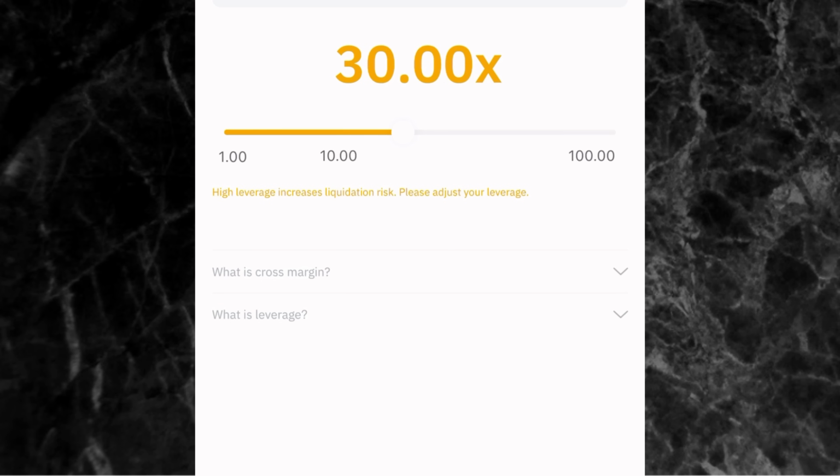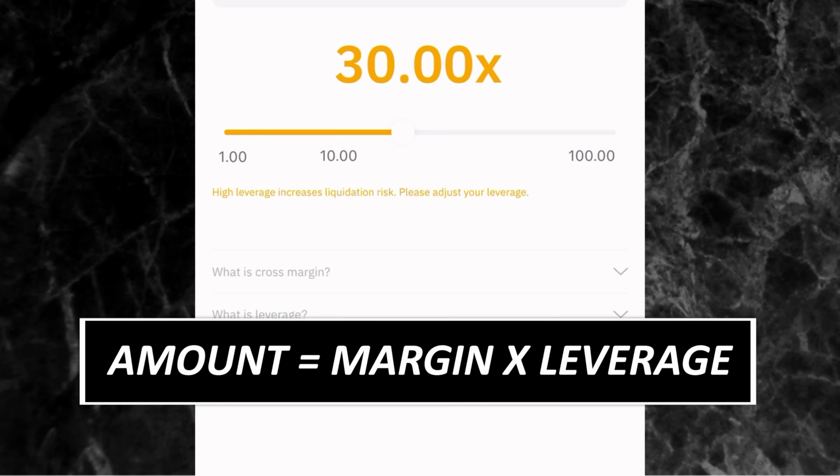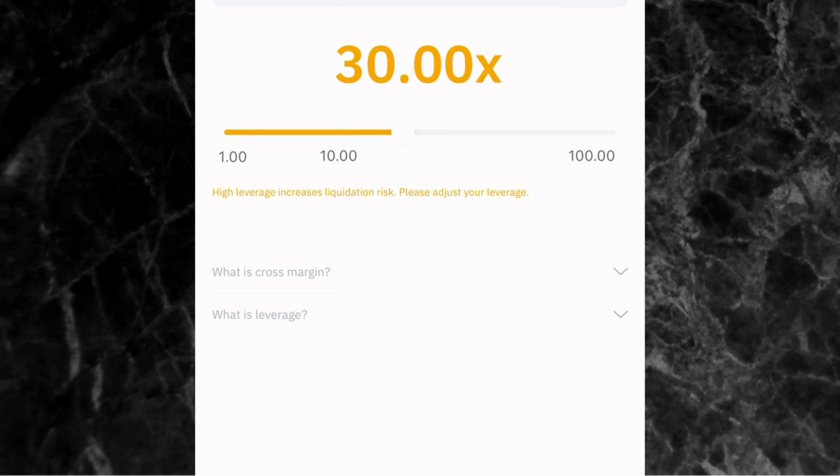So what this means is that the amount you're using to enter the trade is equal to your margin. Your margin is the amount you are dropping from your wallet multiplied by your leverage. So if you are going into the trade with, let's say, $200 and you're picking 10x leverage, that means the amount you're using to enter that trade will be $200 times 10, which is $2,000. I hope you understand that. So that's the first advantage of leverage. It allows you to have more money to trade.